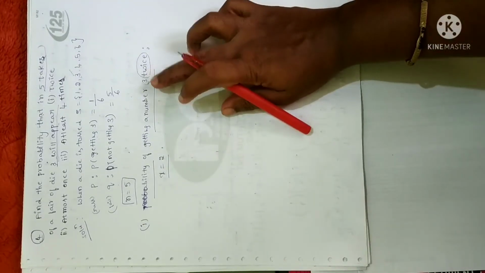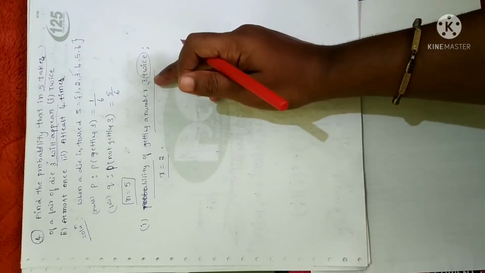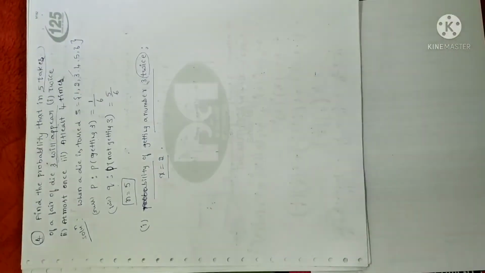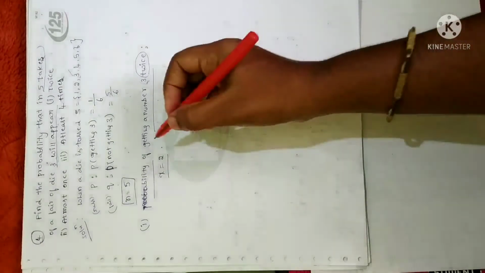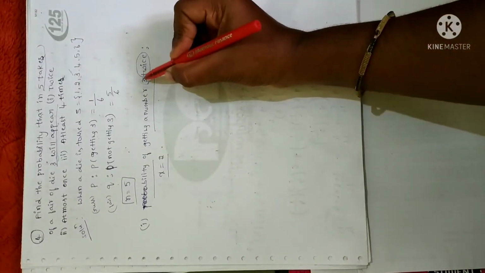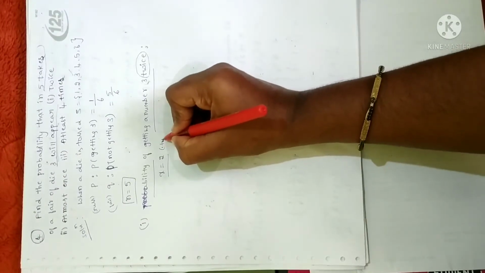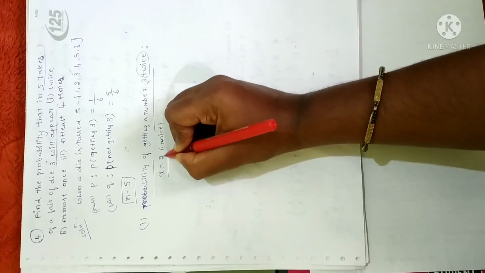Suppose if we have the probability of getting a number 3 four times, the x value will be 4. Five times, the x value will be 5. Since in this particular problem we are going to discuss the probability of getting a number twice, we have to get it 2 times. So it is given as twice. I'll write for your reference: x value will be 2.